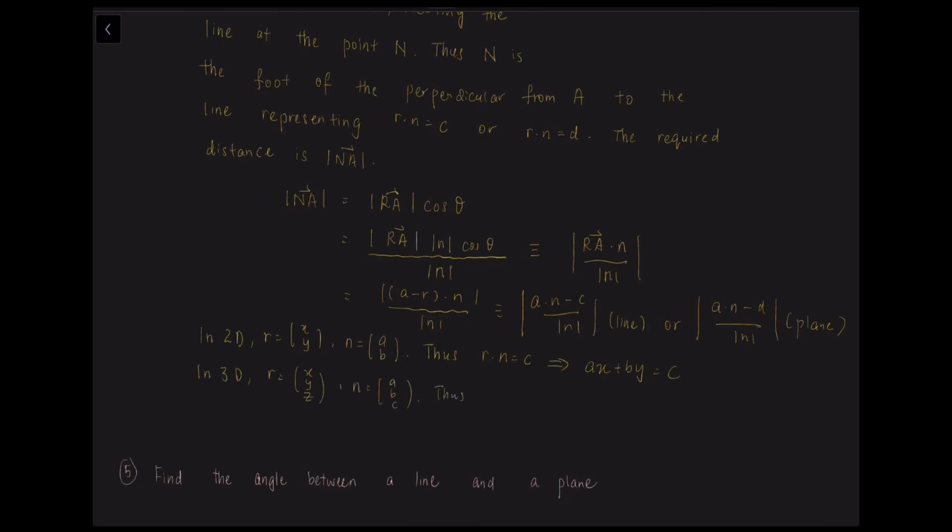So now suppose we have A equals (x, y) for 2D and A equals (x, y, z) for 3D. The perpendicular distance for a line using the Cartesian form will be the modulus of ax plus by minus c over the square root of a squared plus b squared. Whereas for a plane, it is the modulus of ax plus by plus cz minus d over the square root of a squared plus b squared plus c squared.